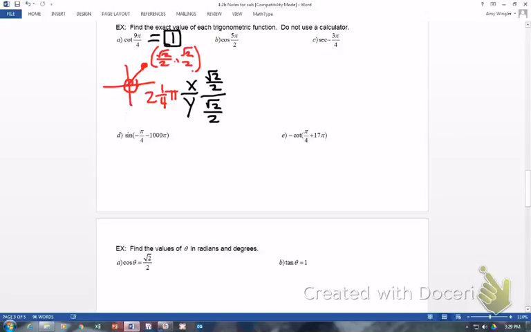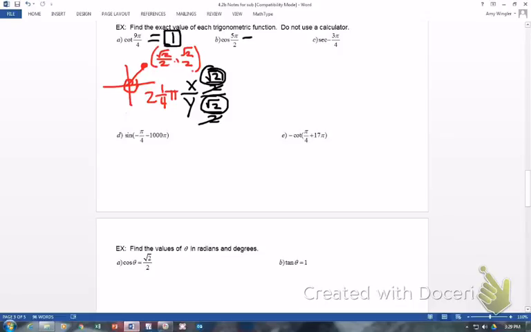Remember I talked about last time when you're finding tangent or cotangent, you can always ignore the denominators because the denominators will always be 2 and they will always cancel out. So technically you just have to take the numerator of the x, which is radical 2 over 2, and put it over the numerator of the y, and then reduce.